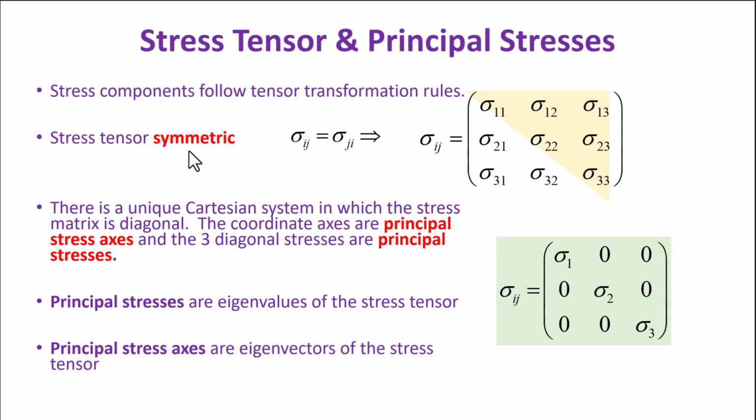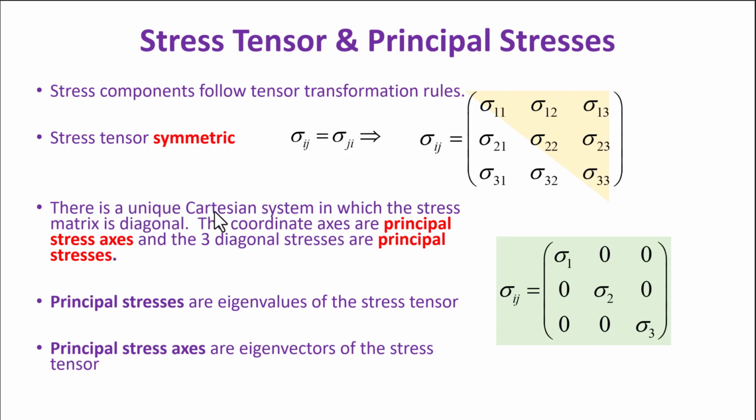Stress tensor is also symmetric, which means sigma ij equals sigma ji. So sigma 1,2 will equal sigma 2,1. Because of this, the stress matrix has actually only 6 independent components.